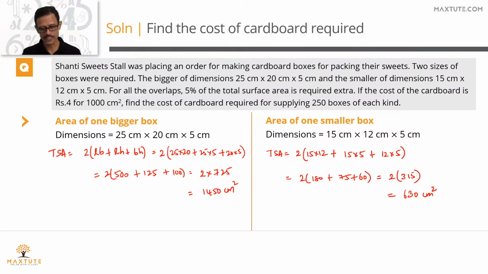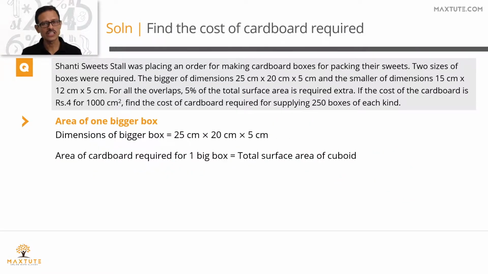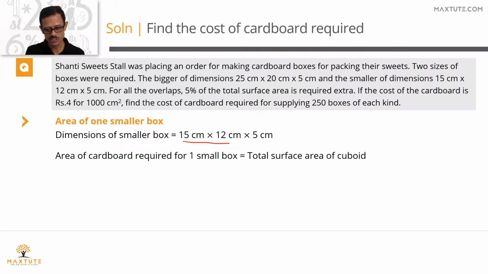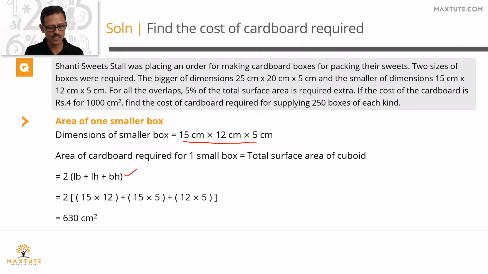Quickly summarize this in a printed form. Area of the larger box, cardboard required, is the total surface area of the large cuboid, which is having dimensions 25 by 20 by 5. The area is given by this formula. Substitute the value. Answer is equal to 1450 centimeter square. Running through the same exercise for the smaller box, dimensions are 15 centimeters by 12 centimeters by 5 centimeters. Plugging it into the same formula to get the answer, which is 630 centimeter square.